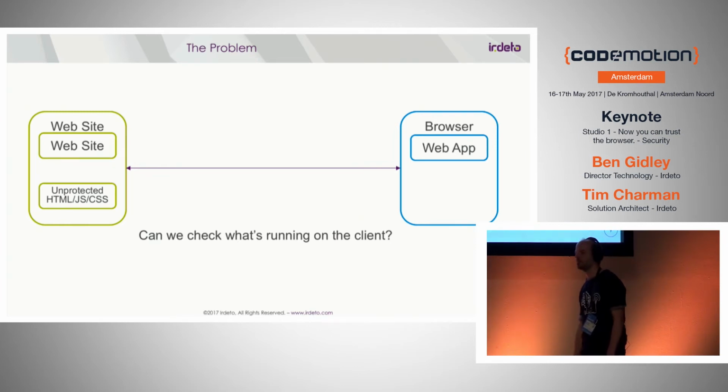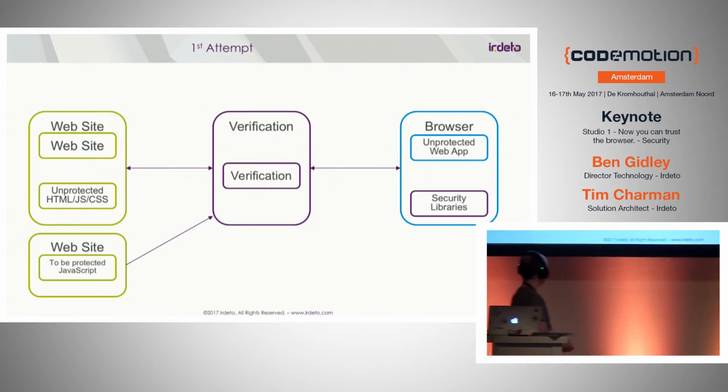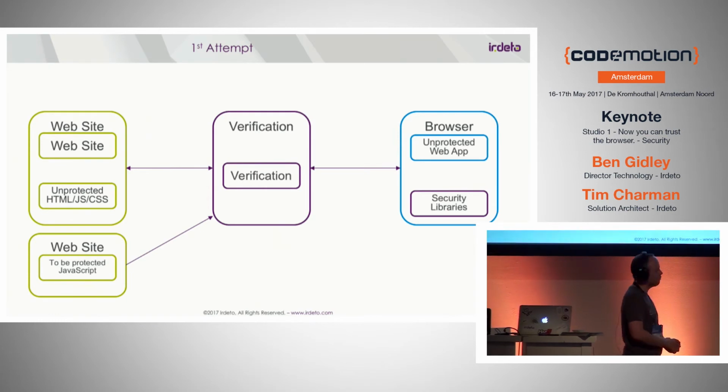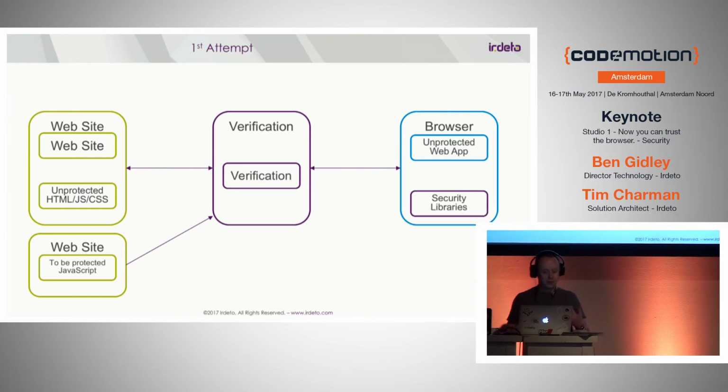OK. So the first thing you think of doing is you say, let's put something in the middle. Let's call it a verifier. Let's imagine we know what code should be running in the browser because we put it on our website, didn't we? So if we signed that digitally and then checked it and asked the browser, with, say, a security library, to say what code are you running, that would let us check it. Would that work?